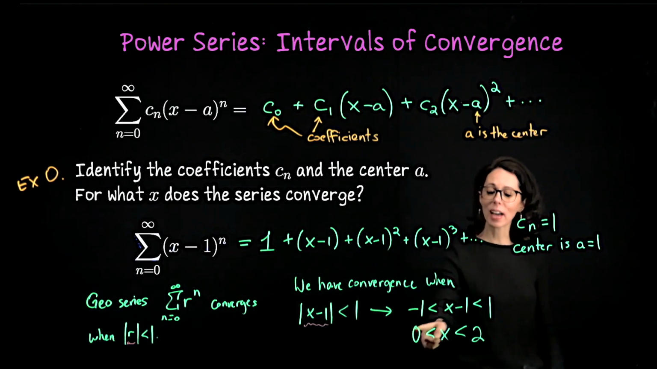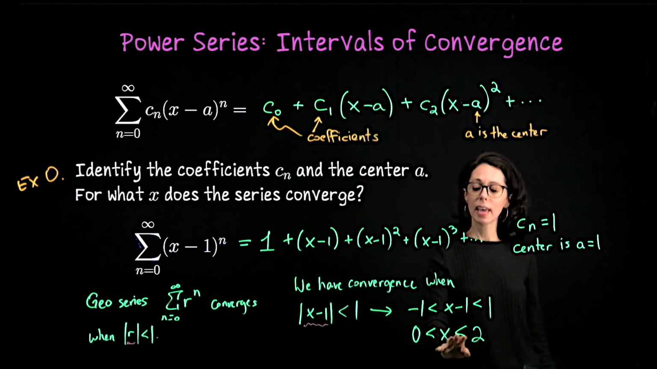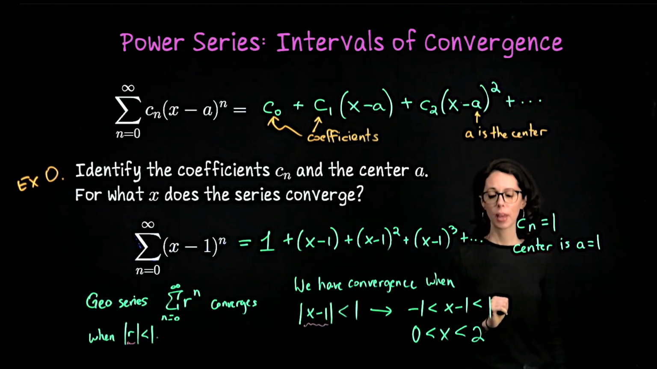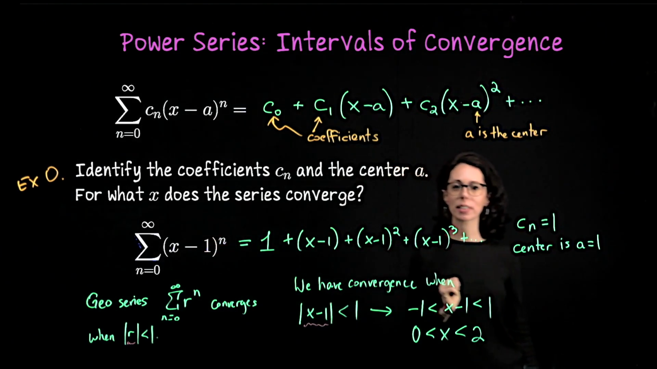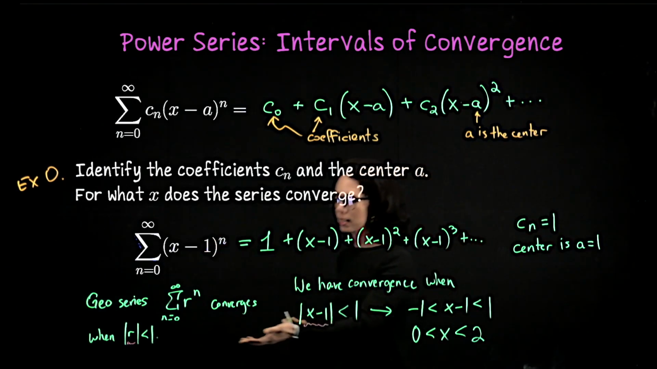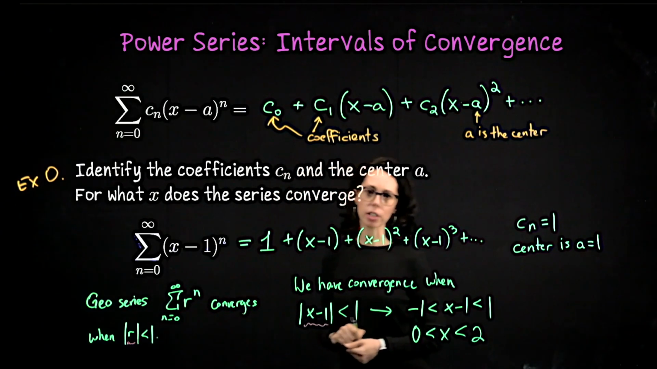Okay, so this defines what we can think of as an interval of convergence. It's the open interval from 0 to 2. Those are the only values of x that will cause this series, which has the form of a geometric series, to converge, because it's going to converge exactly when a geometric series converges.